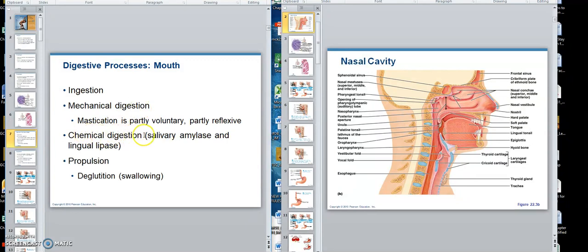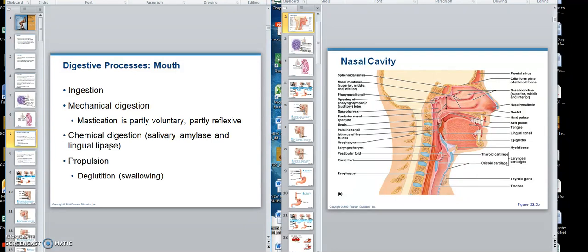And then you have the chemical digestion, which is to add enzymes. Salivary amylase, we'll be coming to that in a later video. But salivary amylase is for carbs, to help break up carbs, and lingual lipase. Now the whole thing, in case you don't know, let me just refresh you on this. Here's a quick overview.